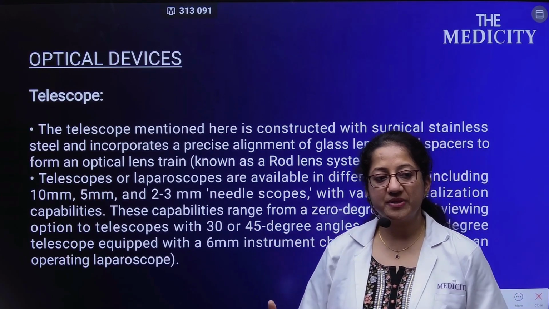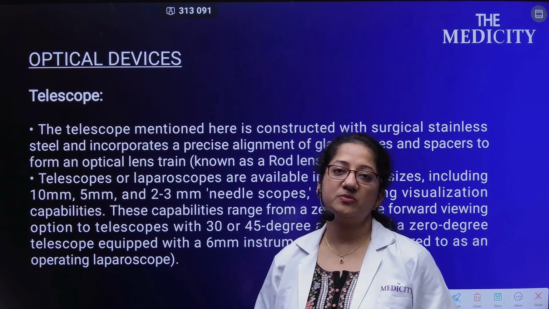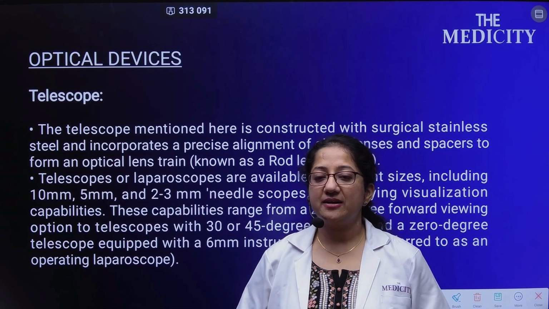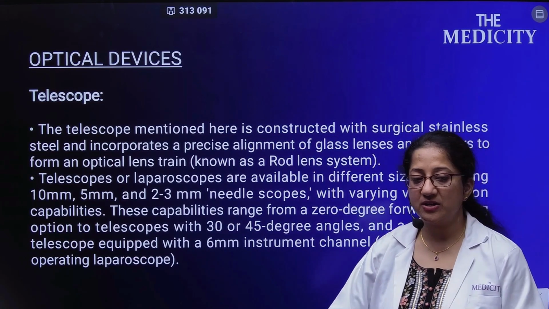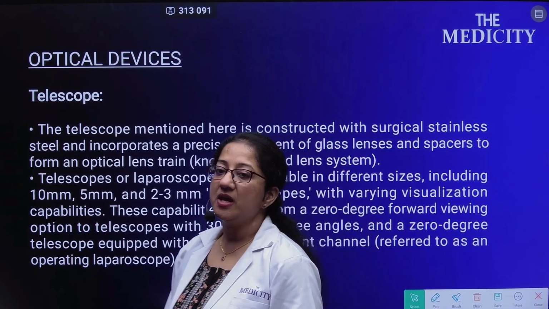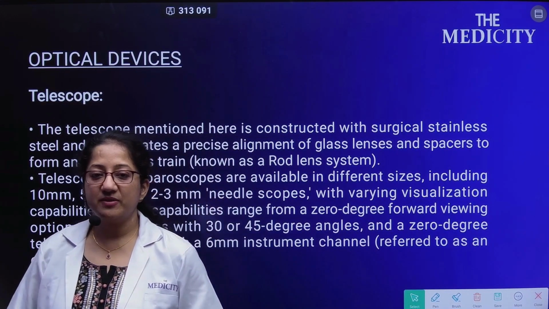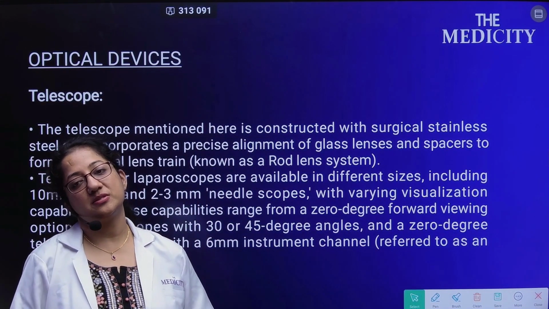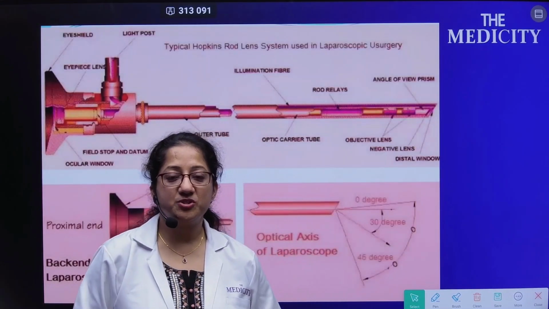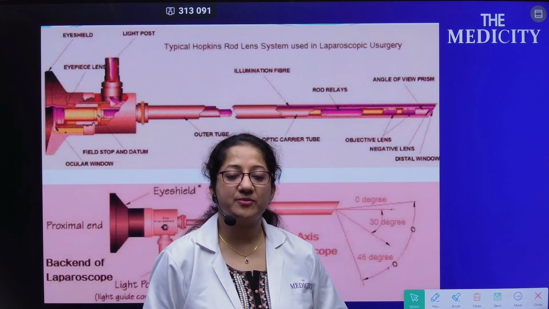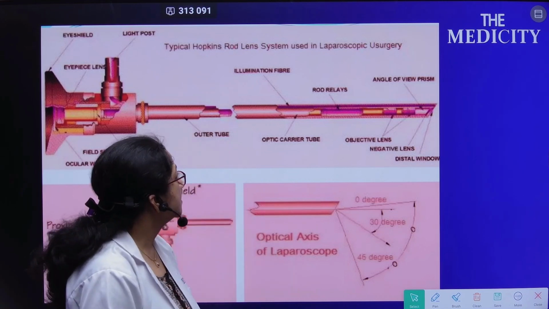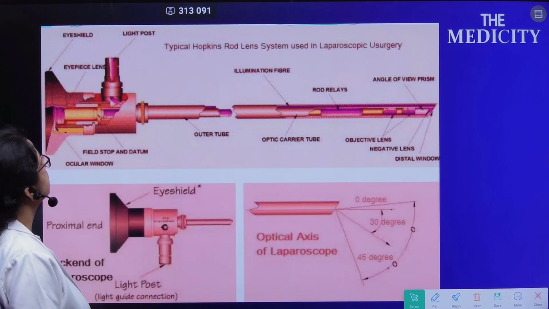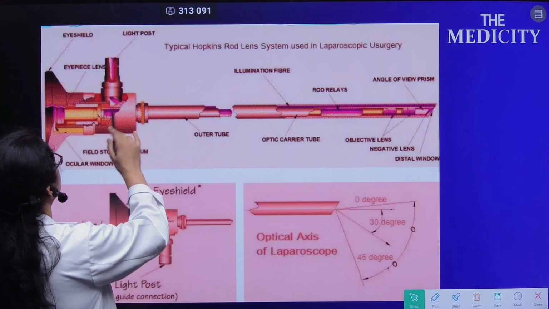So that also depends on the surgeon's comfort, whether they are comfortable with 0-degree or 30-degree, and that is variable with everybody. Most of the surgeons use 0-degree, but the gynecologists prefer to use 30-degree. The cameras can be 10 millimeter, 5 millimeter, or they can also be needle scopes like 2 to 3 millimeter. I will be showing you the real life demonstration of the cameras, the types which we use in the OT in the upcoming lectures.